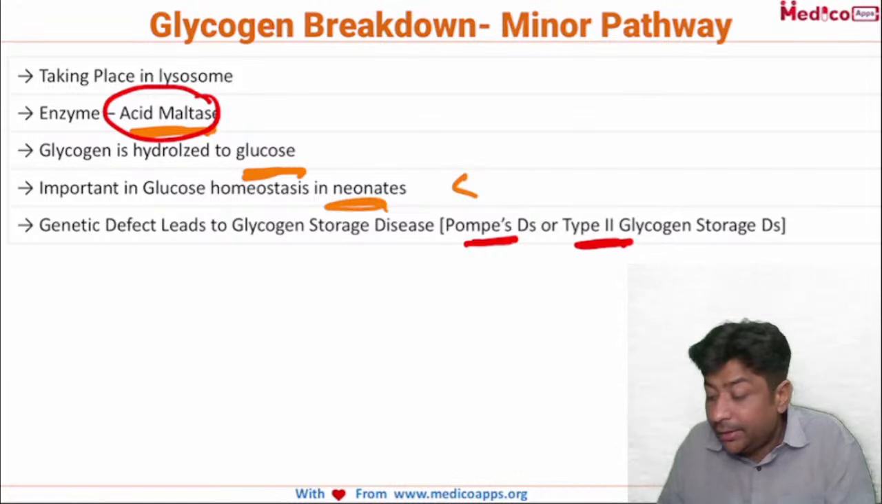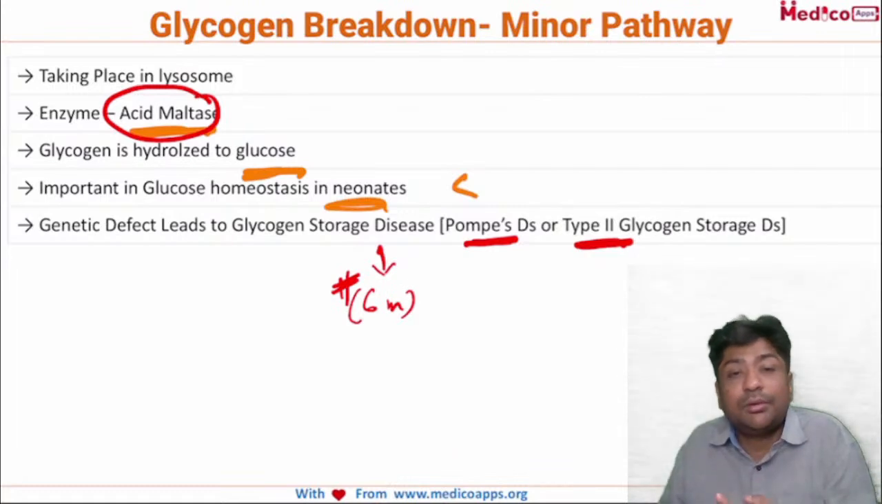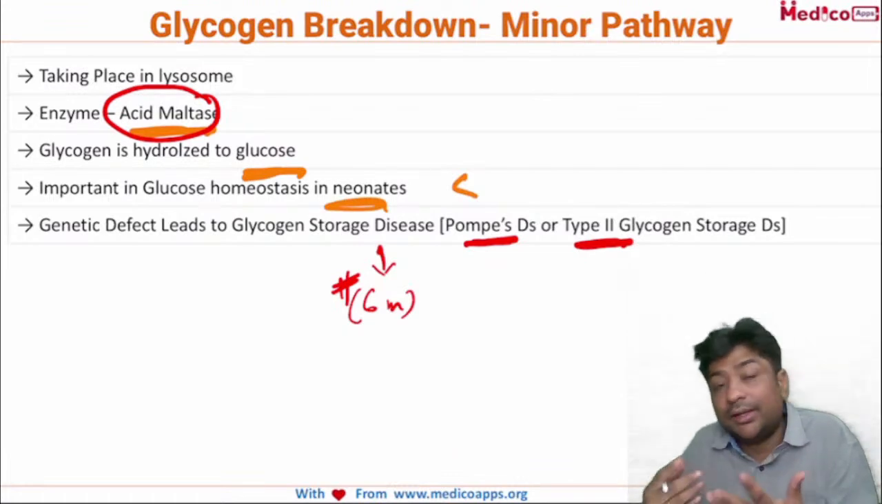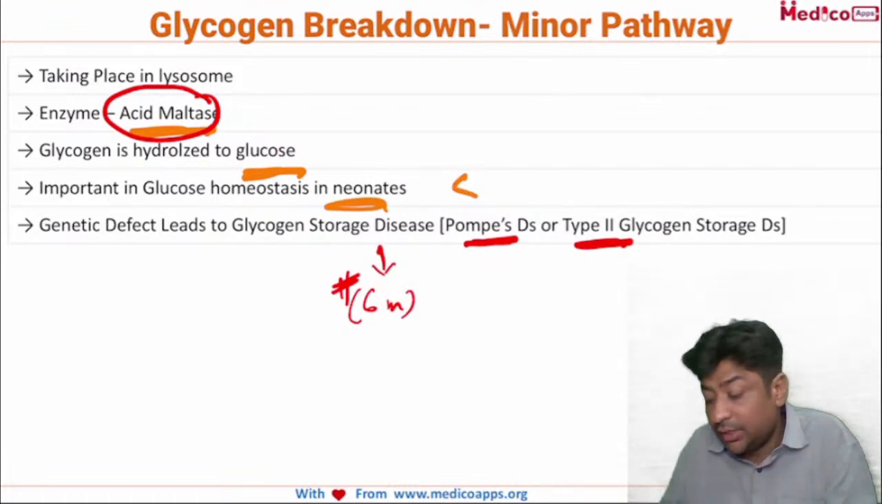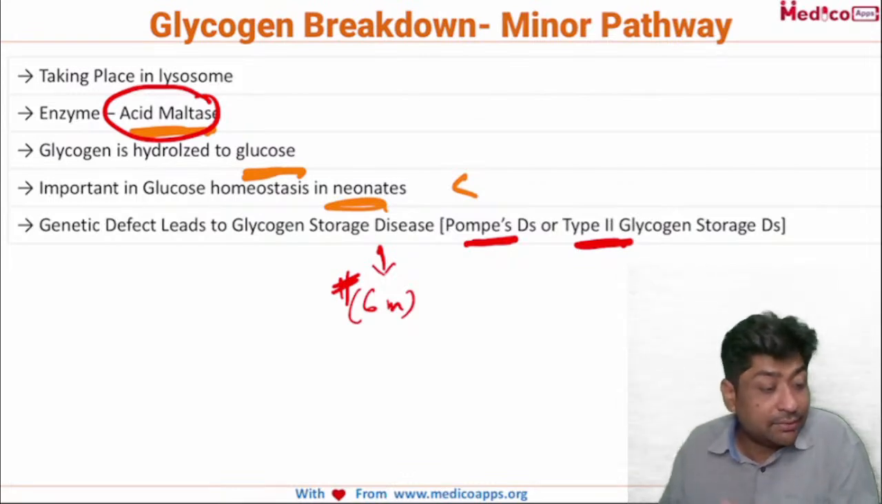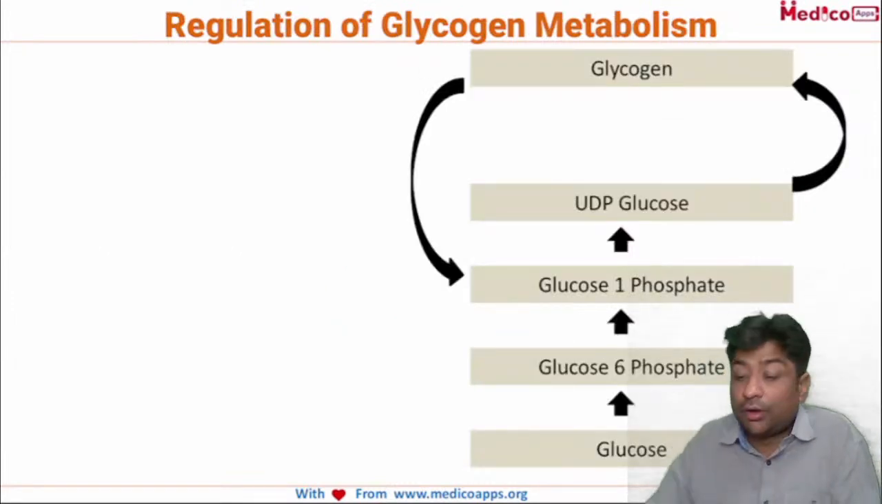I'm just giving a hint. Here the child generally dies within 6 months, because the glycogen will be stored in the cardiac tissue and all the other organs, and primarily due to cardiac failure, the child will die. So Pompe's disease. Is everybody clear about the minor pathway? Very good. Now let's look at regulation of glycogen.